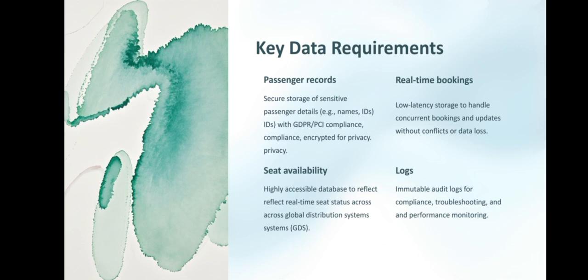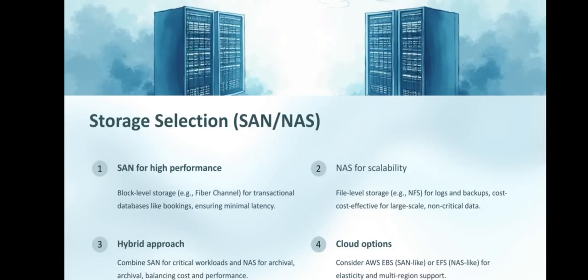We need to store passenger records safely with encryption and privacy laws like GDPR. Seat availability must be shown in real time so customers always see up-to-date info. Bookings happen live, so the system must handle many users at once without conflicts. Logs are kept to track system activity and errors for better performance.